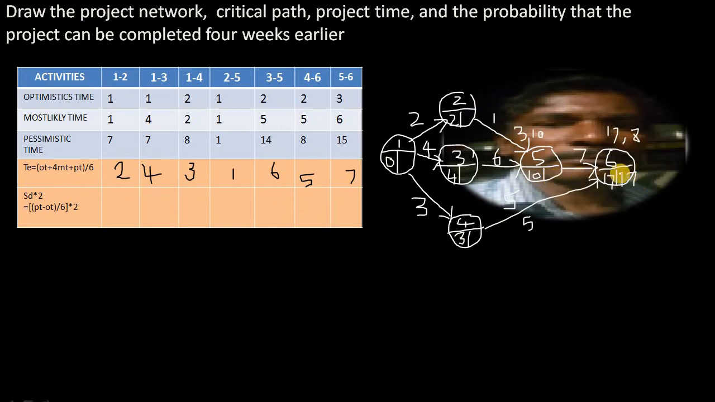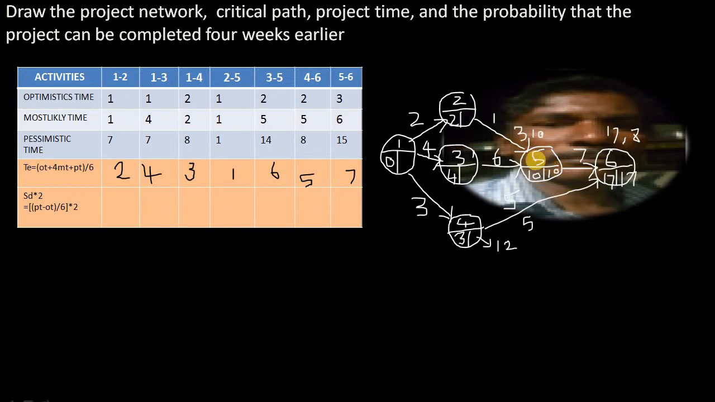So 17 minus 7 we will get 10. So 10 we will write here. Okay, 10. Now 17 minus 5 we will have here. How much will we have here? 17 minus 5 will get 12.